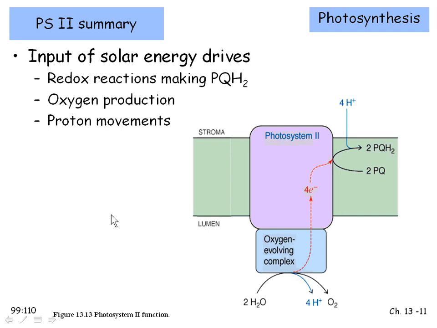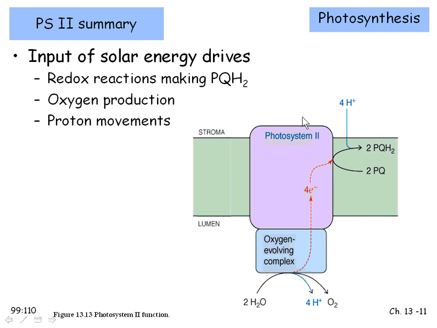Absorbing solar energy, absorbing photons, absorbing light, is going to drive redox reactions that are going to generate reduced plastoquinone. So here you can see the electrons from the photosystem making reduced plastoquinone. That gaping pit of lost electrons is going to suck electrons from water. And when it sucks the electrons from water, it produces oxygen. So in electron transport and oxidative phosphorylation, the last event was transferring electrons to oxygen and making water. In photosynthesis, we start with water, take electrons away, and release oxygen. So they're opposite ends of the process.